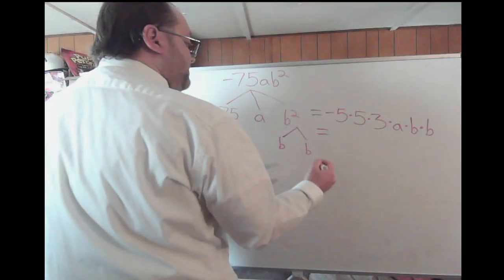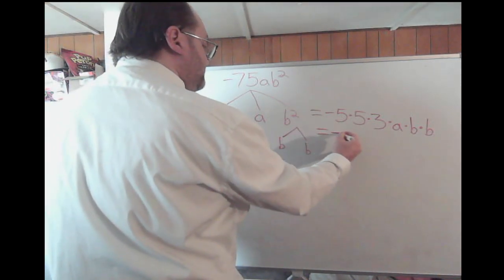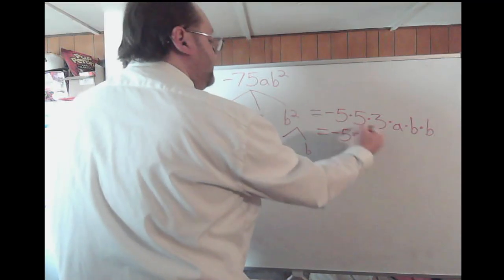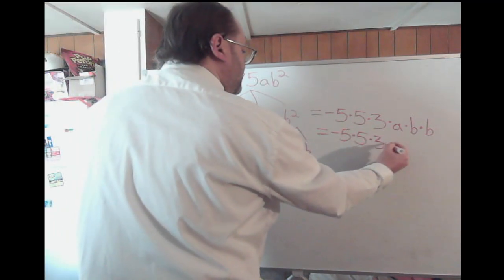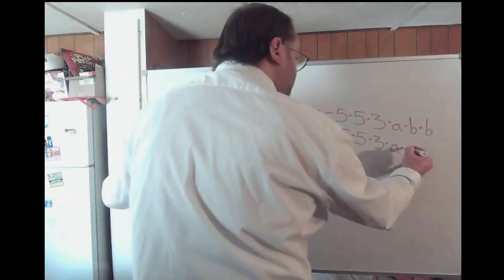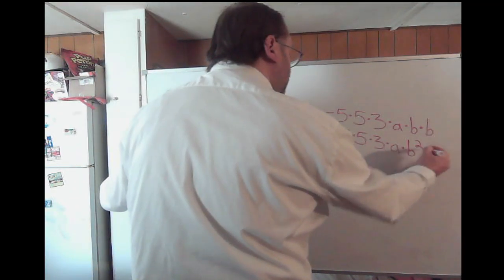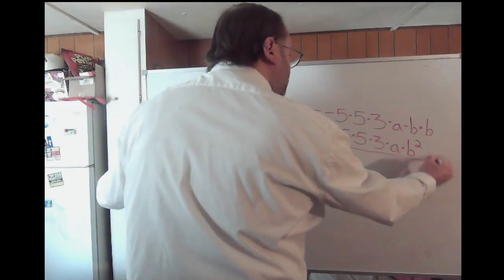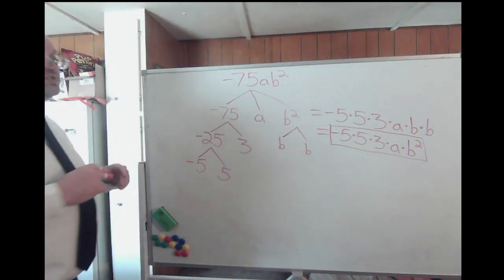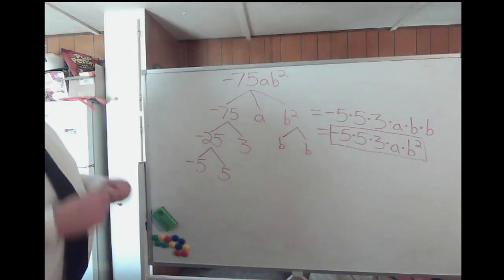For your prime factorization, negative 5 and positive 5 are 2 different numbers, so you'll still keep negative 5 times positive 5 times 3 times A. But you have B times B, which would be B to the 2nd power. So your prime factorization is negative 5 times 5 times 3 times A times B to the 2nd power.